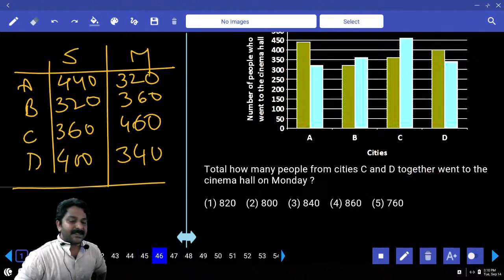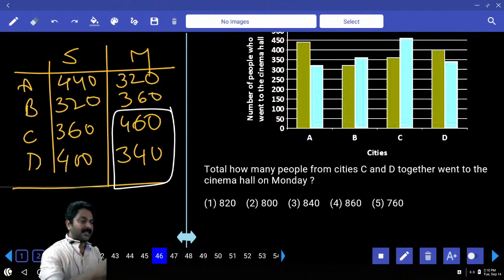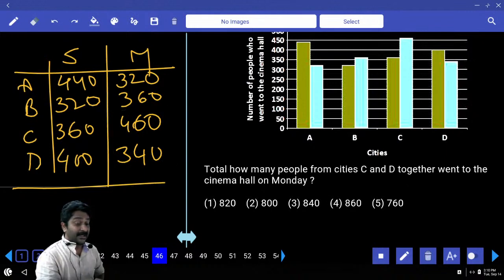How many people from cities C, D together went to cinema hall on Monday? C and D together on Monday. 360, 340, 460, 340, 800.